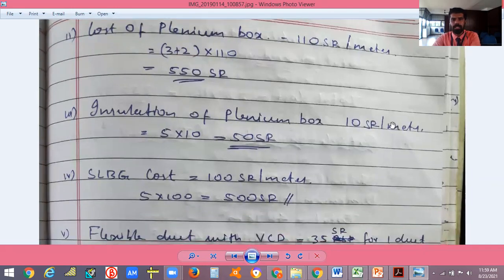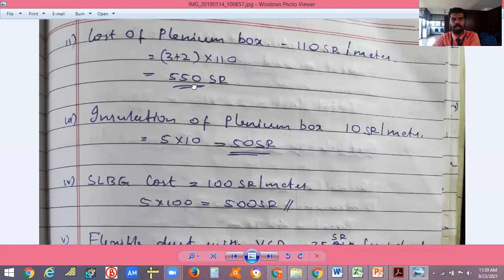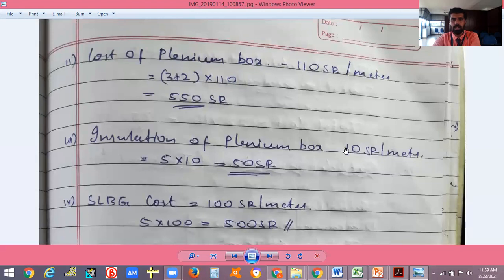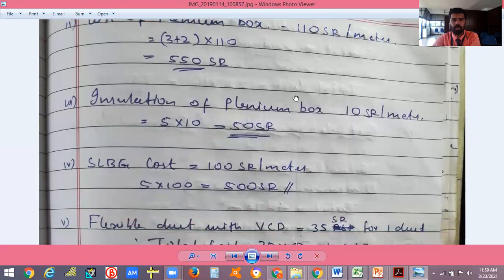Installation of plenum box is 10 Saudi Riyal per meter. So you know the total length is 5. So 5 into 10, okay, it is 50 Saudi Riyal for installation.